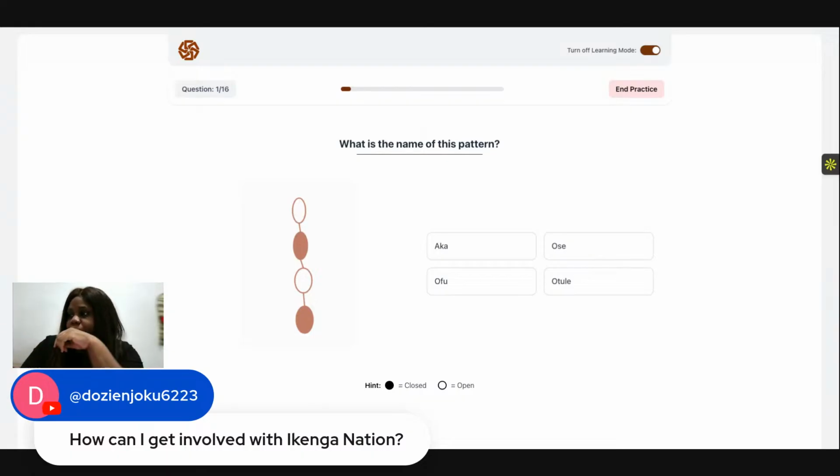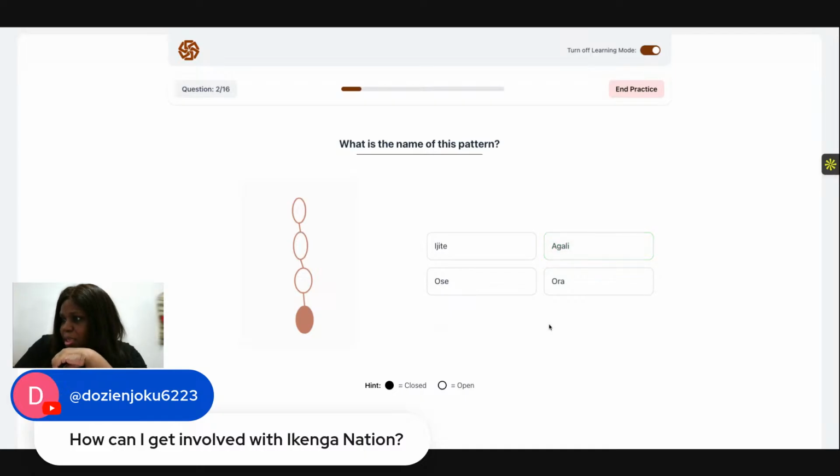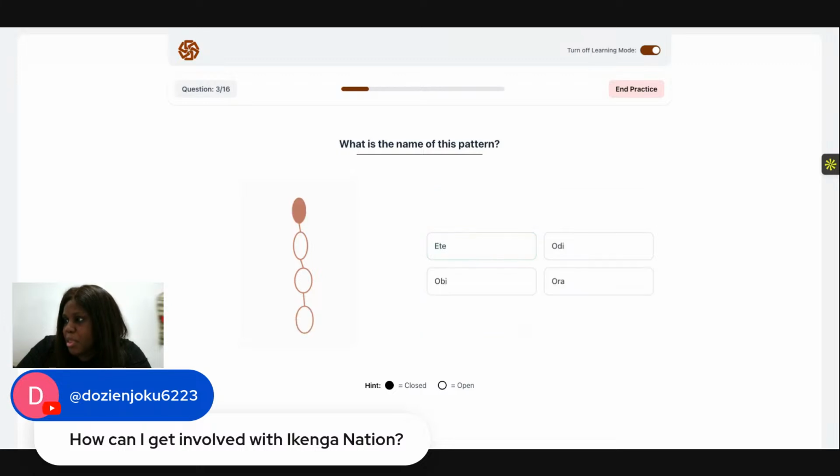This is Ose. Yep, got it. This is Ijite because it's the opposite of Aura. So we're gonna say, I think it's Ijite, not Aura. Yeah, the pot is at the bottom. Yeah. Next question.